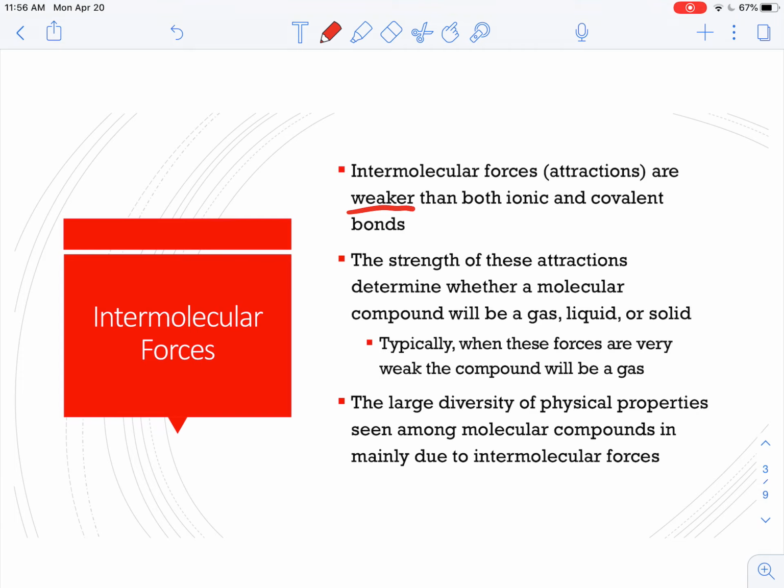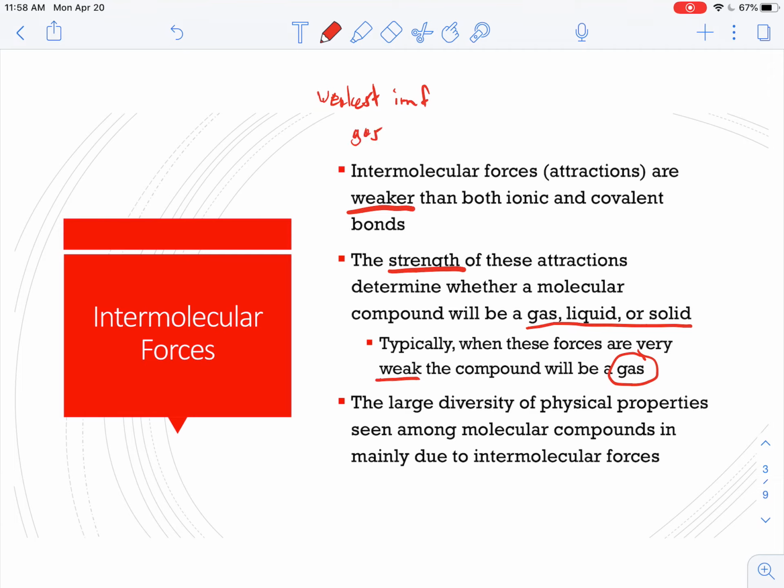How strong these intermolecular forces are going to determine the physical state of a molecule, so whether or not it's a gas, liquid, or solid. What we see is that if the intermolecular force is weak, the result will be a gas. So our weakest intermolecular force, which I'm going to abbreviate here as IMF, will result in gases.